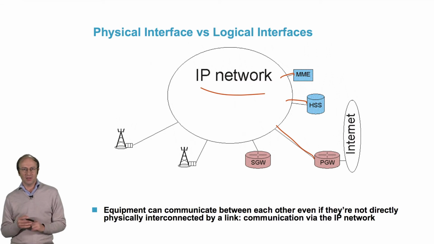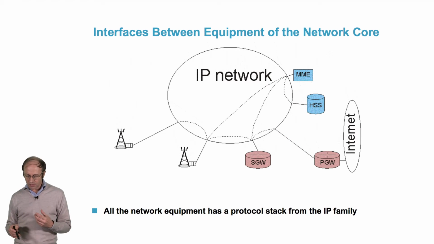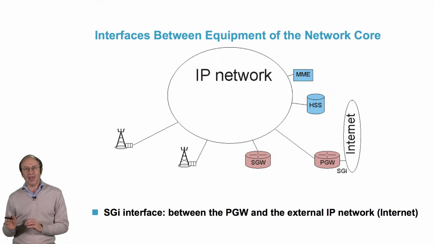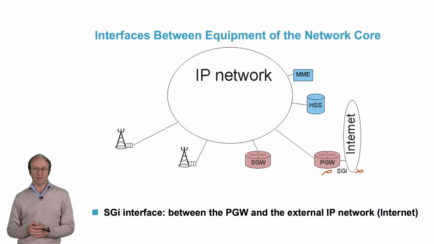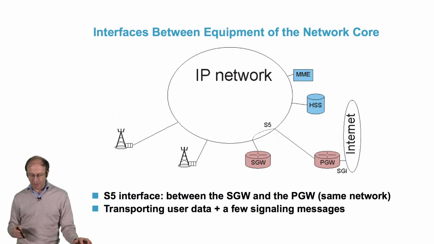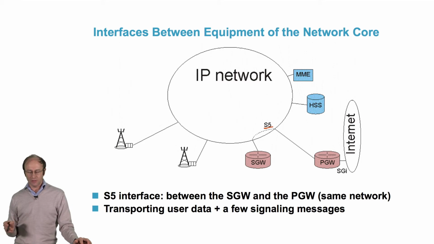The first interface we see is called the SGi interface. I for Internet. It's the interface between the P gateway and the external IP network that we can interpret as the Internet. Each interface is numbered. I'm using these numbers in the course because those are the ones used by the professionals, but there is no need to remember them.